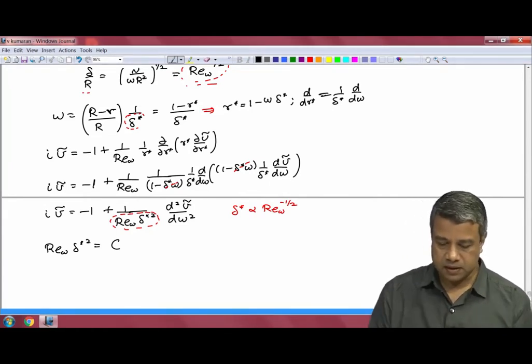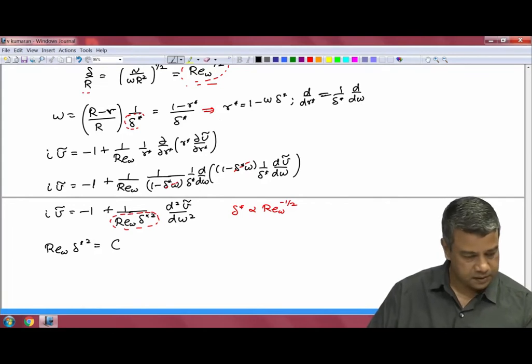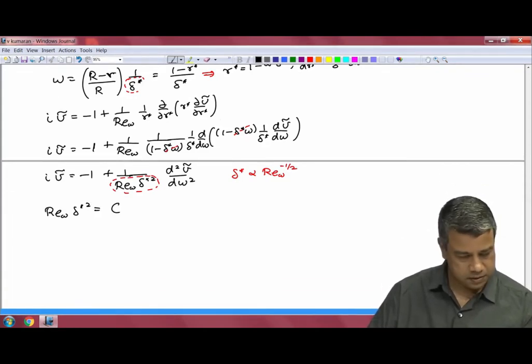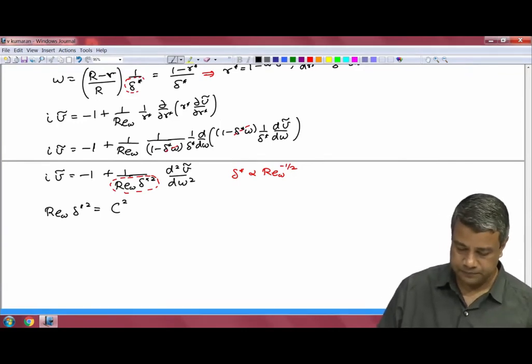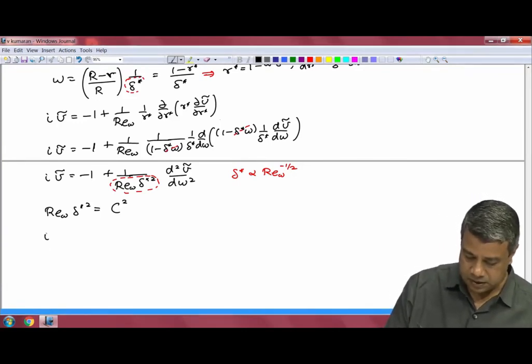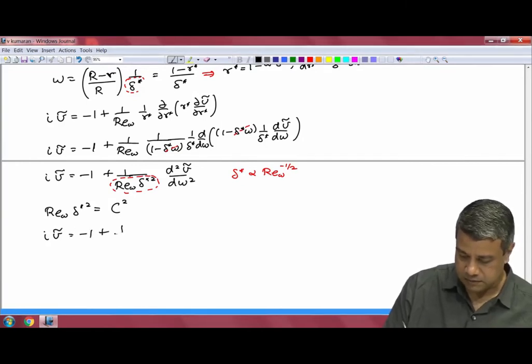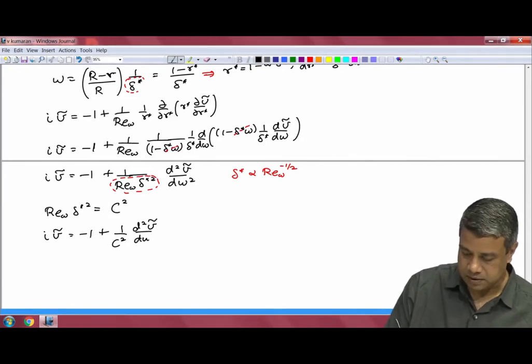And I substitute that into the equation. I will call it C square. That is easier. C square. I will get I V tilde is equal to minus 1 plus 1 over C square d square V by dW square.